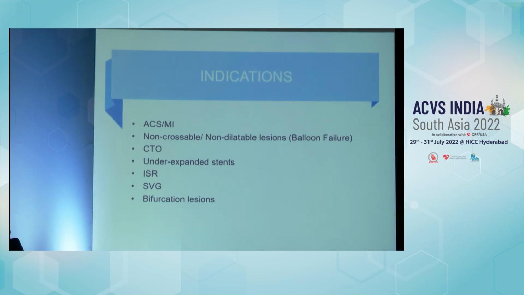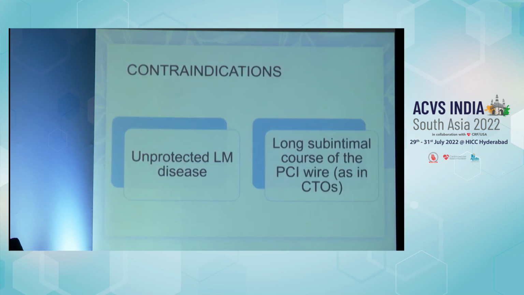Experts in the world are using laser without crossing the wire; we're still not that expert. Under-expanded stents are definitely an indication. SVG grafts, definitely no reflow will be less. Bifurcation lesions, it is not used much, especially at the ostium of the bifurcation, so that the opening of the ostia will be very good. So restenosis in the side branches will be less.